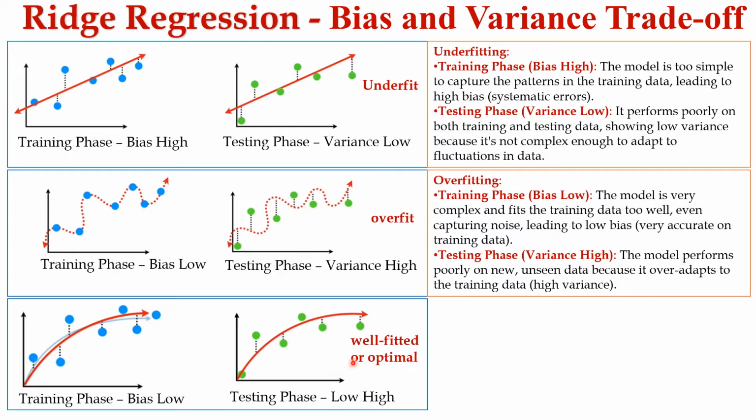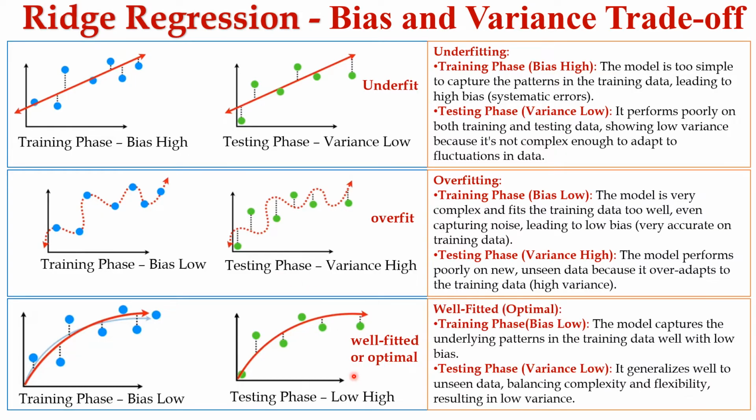So next, let's check out the well-fitted or optimal model. So here in the training phase, the model captures underlying patterns in the training data well with a low bias value. Whereas in the testing phase, it generalizes well to unseen data, balancing complexity and flexibility. So it results in low variance. So hope you're clear on the bias and variance trade-off with respect to underfitting, overfitting, and the well-fitted model.